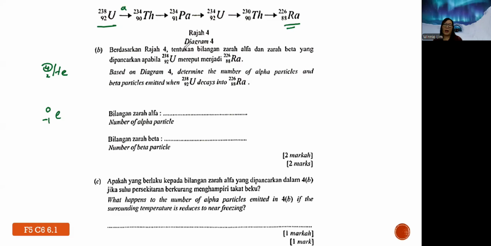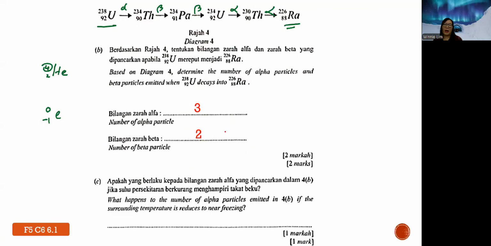That means this is alpha. But then you see this one, 234 to 234, no change, but the proton number increased by 1. So that means they are emitting beta. Then you see this 234 to 234, no change, again beta. 234 becomes 230, 92 becomes 90. That means this is alpha again. Then 230 becomes 226, again alpha. So lastly, the number of alpha is 1, 2, 3, whereas beta, you have 2.